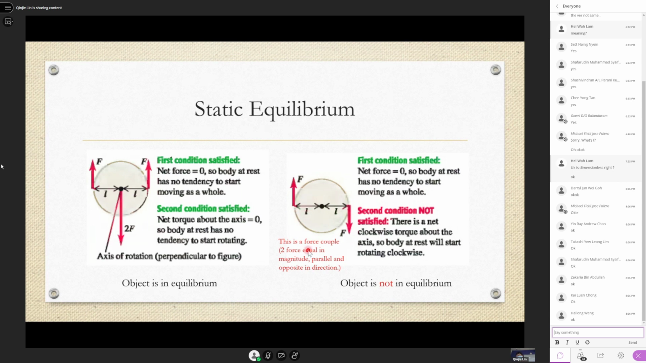Okay, actually these two forces, we say that they are a force couple, which is two forces equal in magnitude, parallel and opposite in direction. Like giving something pure rotational motion, okay? It will just start to rotate.